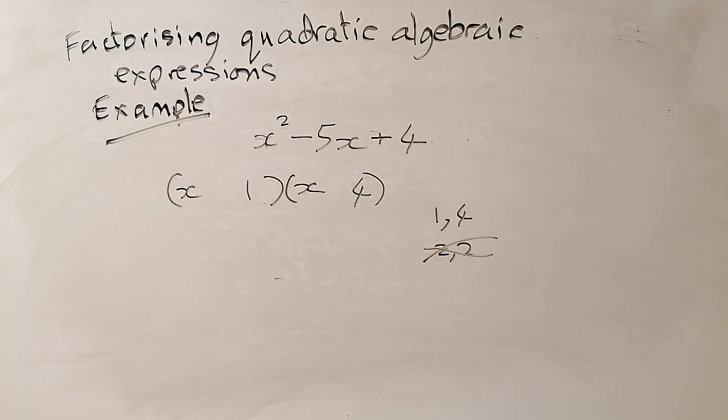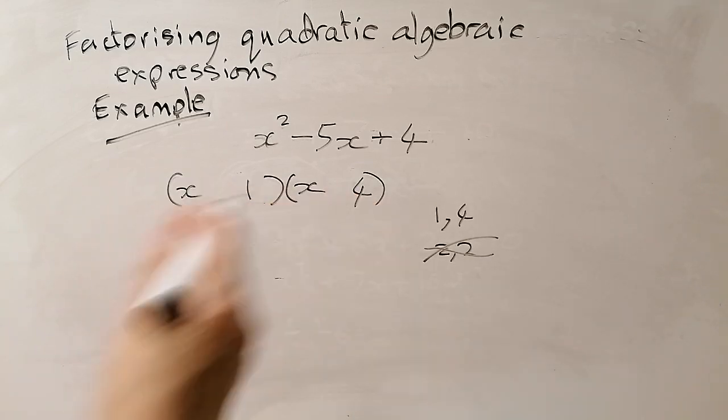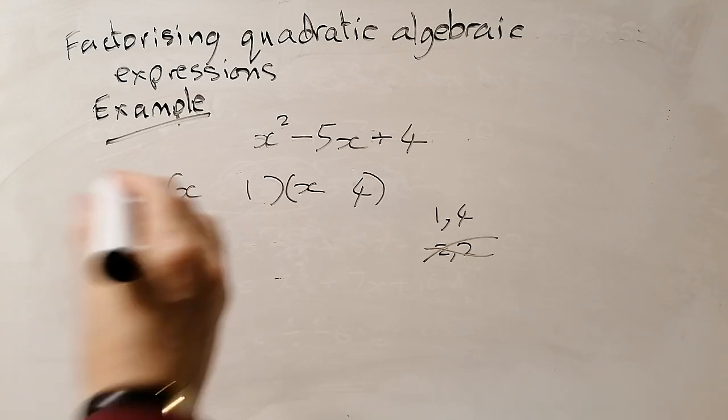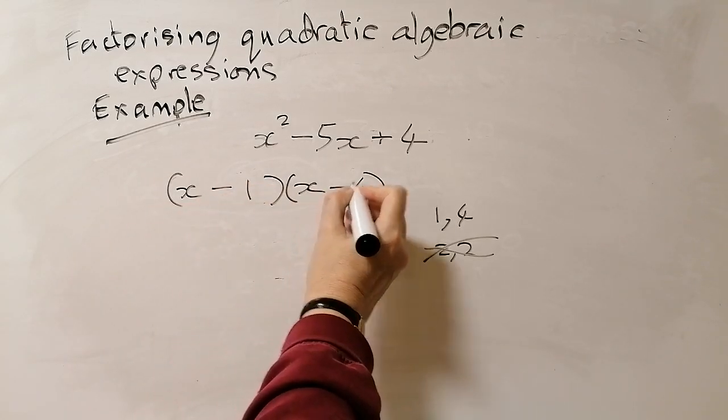Now I haven't put any signs in yet because we've got to figure out what the signs are. Are they both positive, both negative? Is one negative and one positive? Well, let's look at that -5. We know that for 1 and 4 to make 5, they've got to add up. In other words, they've got to be the same sign. And the only way that they're going to make -5 is if they're both minus.